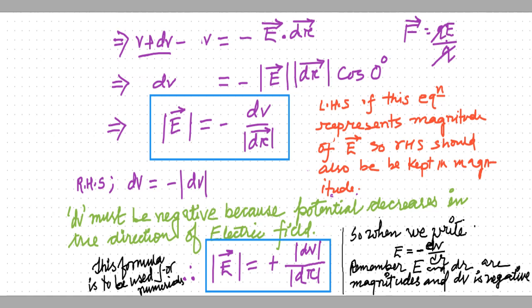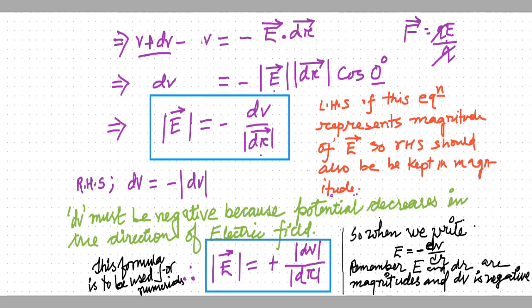So now, on subtraction, we get dV equals minus E dot dr. E dot dr is magnitude of E, magnitude of dr, and if you are moving from A to B, then the angle will be 0 degrees. So we get magnitude of E is equal to minus of dV by magnitude of dr. Here E and dr are in magnitude, but dV is not in magnitude till now. So we will convert this into magnitude.